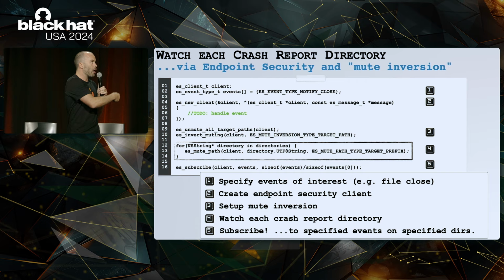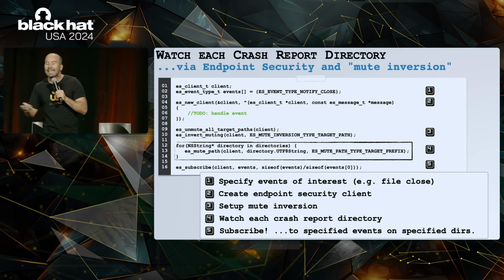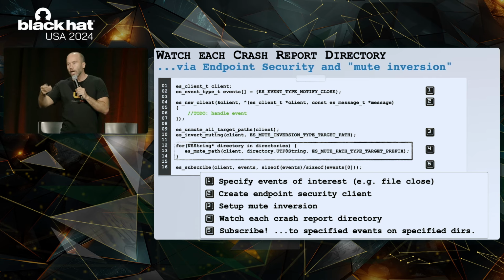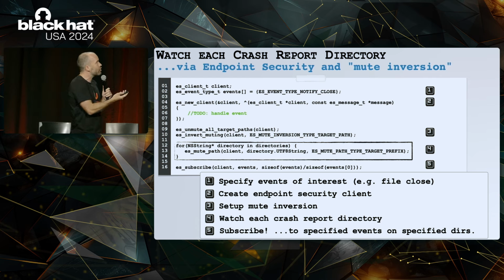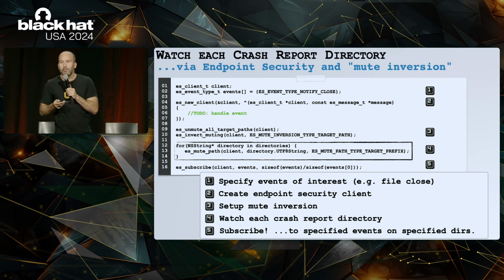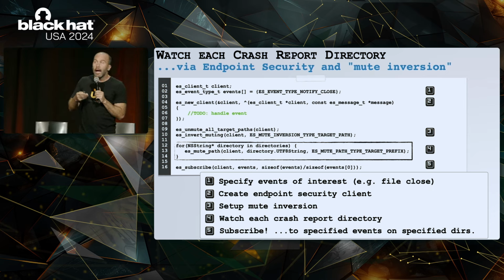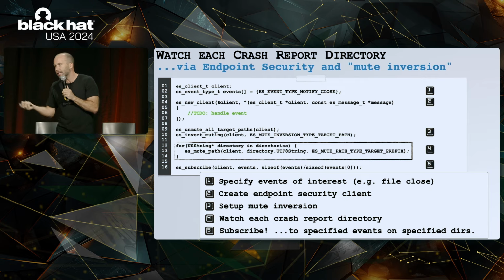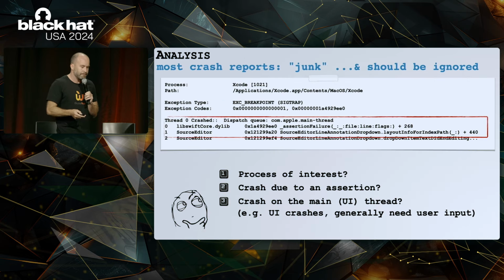I'm not going to really walk through all this code. It's more for reference. But the idea is that we can tell the operating system to watch a specific directory, and then when files show up in there, we will get a callback. We use, as I mentioned, endpoint security and a technique known as mute inversion. You can tell endpoint security to mute specific events, but if you invert that, the logic is flipped, which tells you, hey, only give me very specific events. For example, file creations in the crash report directory.